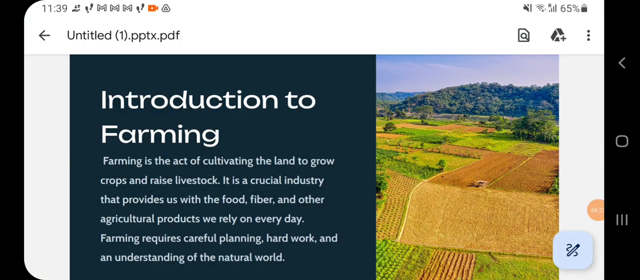And the last topic we're going to be learning about is farming. Farming is the act of cultivating the land to grow crops and raise livestock. It is a crucial industry that provides us with the food, fiber, and other agriculture products we rely on every day. Farming requires careful planning and hard work and an understanding of the natural world.